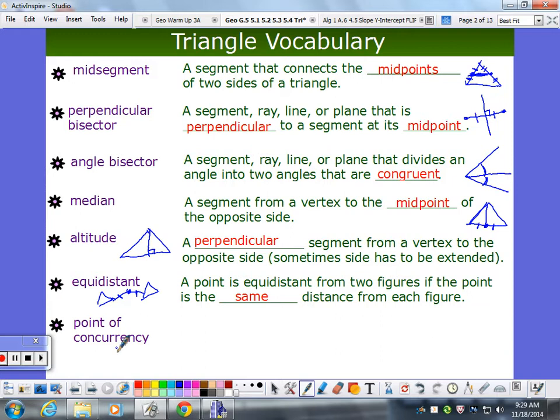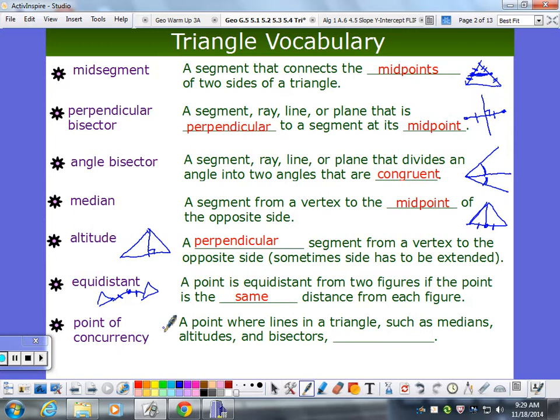Now a point of concurrency. Like the word to have things concurrently in real life, what does that mean to be concurrent? Go ahead. Yeah, like same, right? Concurrent, kind of at the same. So a point of concurrency is a point where lines in a triangle, such as medians, altitudes, and bisectors, intersect. It's where they all meet up.